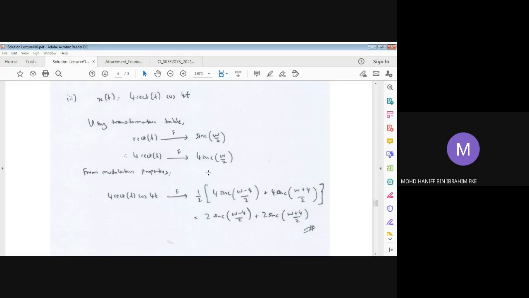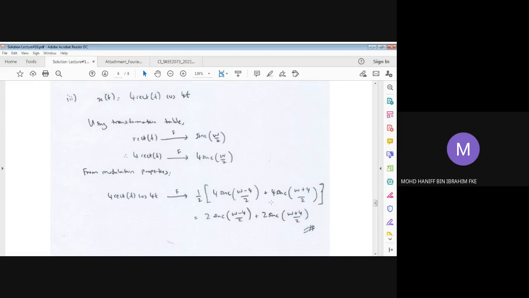4 sinc. This is the same function that will be applied, but all the omega terms shall then be shifted. You're going to have a shift to the right, which is sinc of omega minus 4 divided by 2, plus a shift to the left, which is sinc of omega plus 4 divided by 2. So this is the property of modulation.